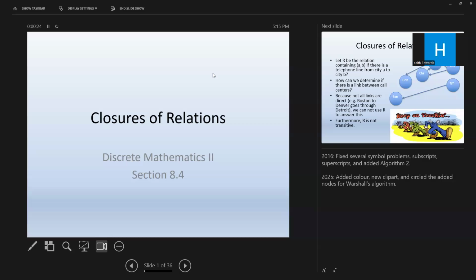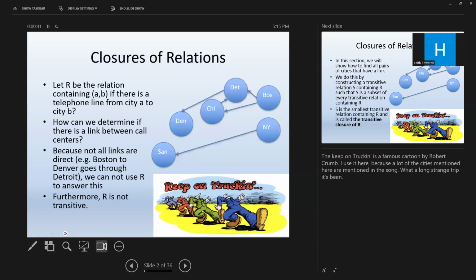Okay, so today we're going to discuss closures of relations, which is section 8.4 in the sixth edition of the book. If you're using the eighth edition, that's going to be chapter 9, so it'll be 9.4.